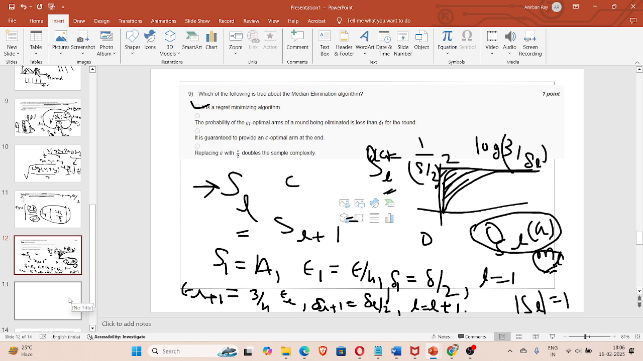In the proof of the median elimination algorithm, the important part is that we prove that the situation of rejecting the optimal arm after L steps is very unlikely, and that is why this algorithm is supposed to work well for every situation.